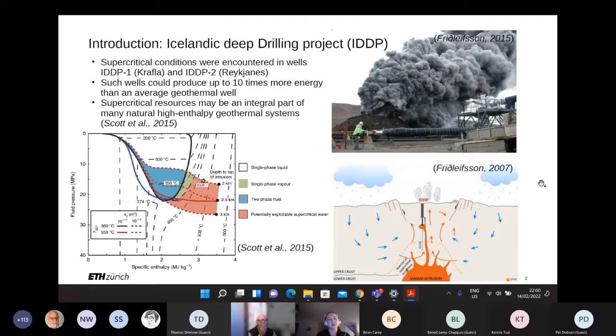So as Thomas just talked about, both the IDDP1 at Krafla and IDDP2 at Reykjanes have encountered supercritical conditions. And now there are plans to drill already IDDP3, but it is still not clear how to utilize the potential supercritical resource best, as Thomas just mentioned, whether it should be a direct production or injection into the resource, or maybe a combination of injection and production wells. So we dedicate our modeling efforts to explore this, and hopefully we can get some insight.